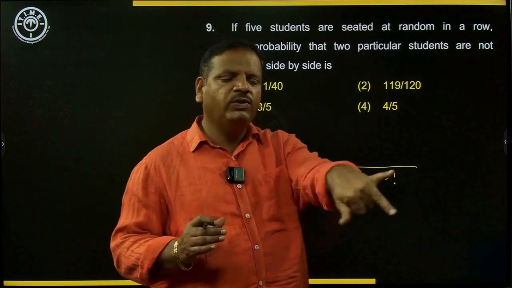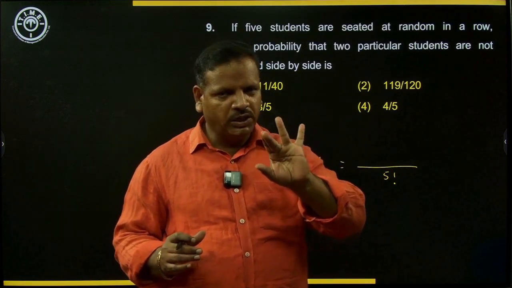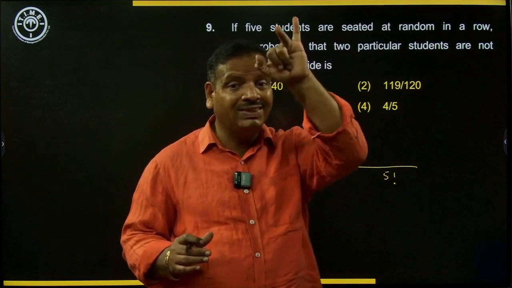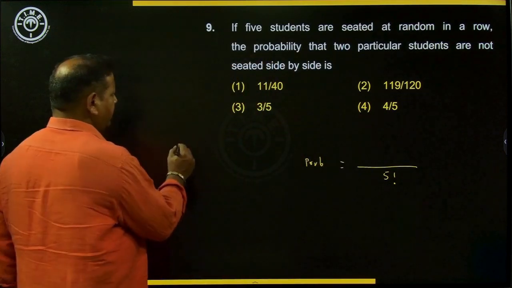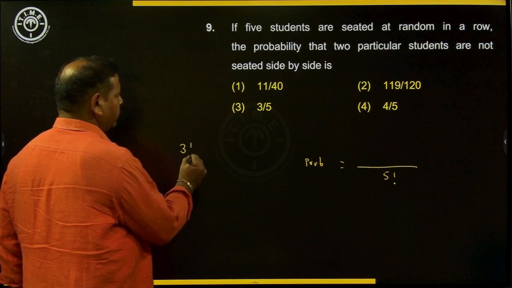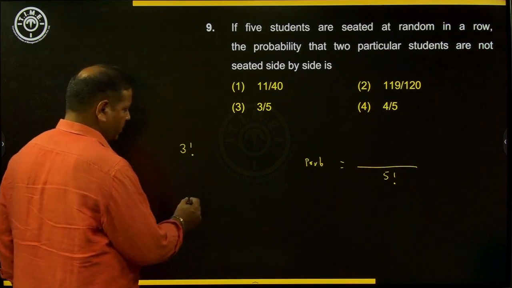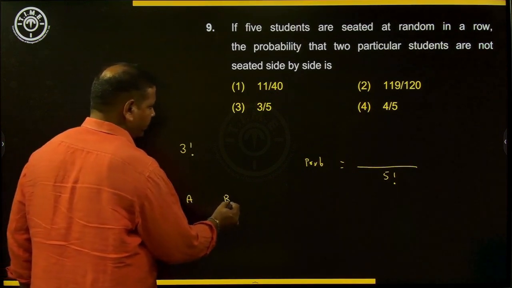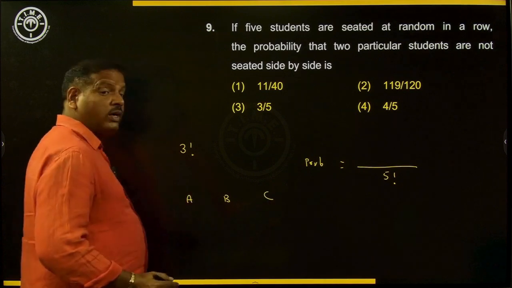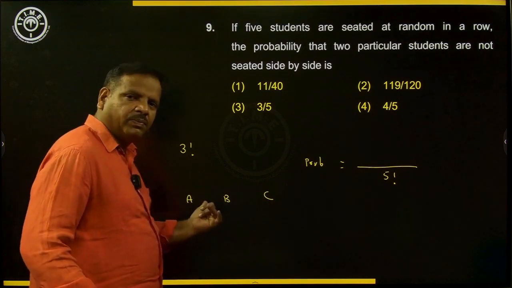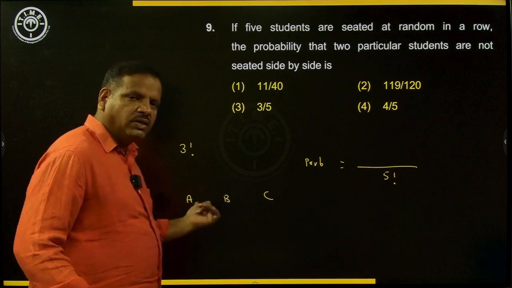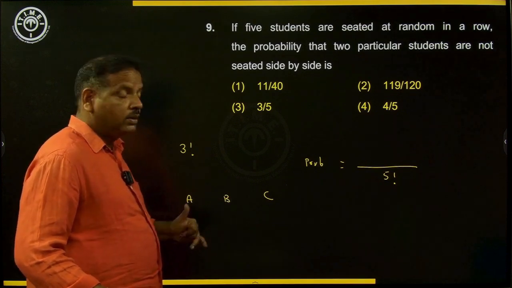Then do one thing, leave them. First leave the 2 particular students. Remaining how many members are there? 3. Then 3 can be seated in how many ways? 3 factorial ways. Suppose, for example, the 3 members are A, B, C. They can be seated in 3 factorial ways. They can change places, right? Yes: A, B, C; B, A, C; C, A, B, like 3 factorial ways.